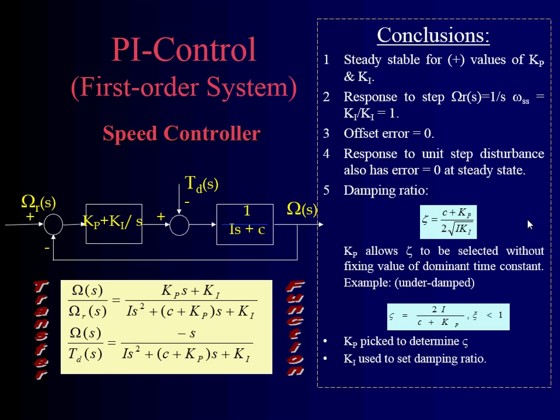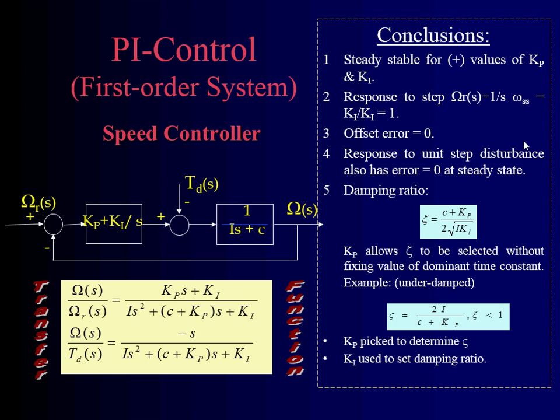Okay, so this is the PI controller, for example, first order system. Steady state is stable for positive values of k. Offset error is 0. And if you respond to the unit step, disturbance is also 0 at steady state.